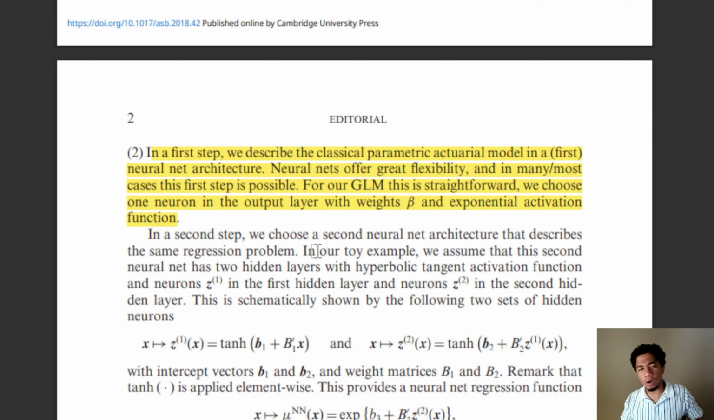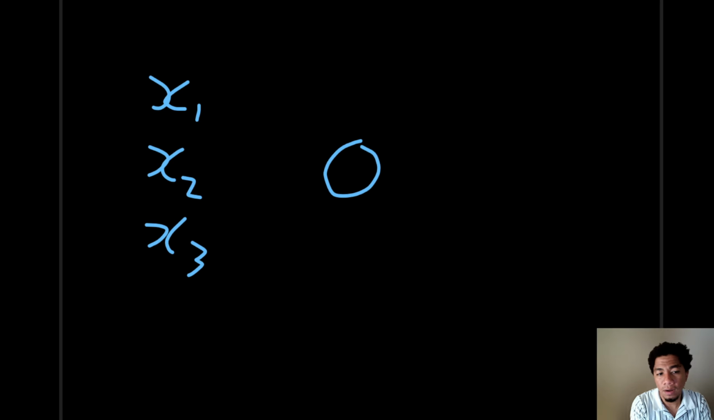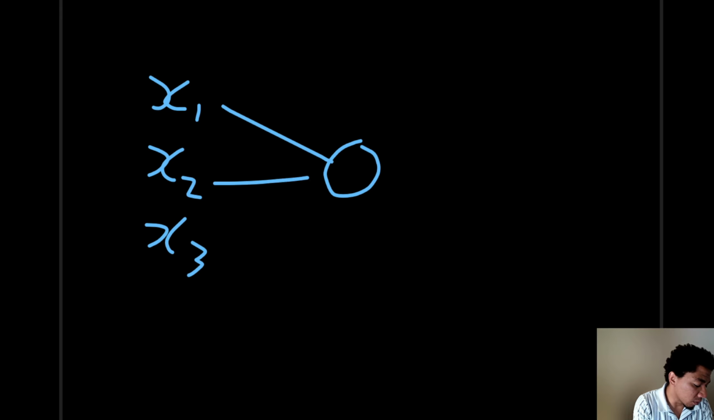Okay, so what are the authors saying here? Perhaps it's good to illustrate this. Let's just say you've got 3 variables, right? So x1, you've got x2, and you've got x3. And you really have one neuron, and this one neuron takes each of those variables as input, with beta 0, and then you've got beta 1, and you've got beta 2.